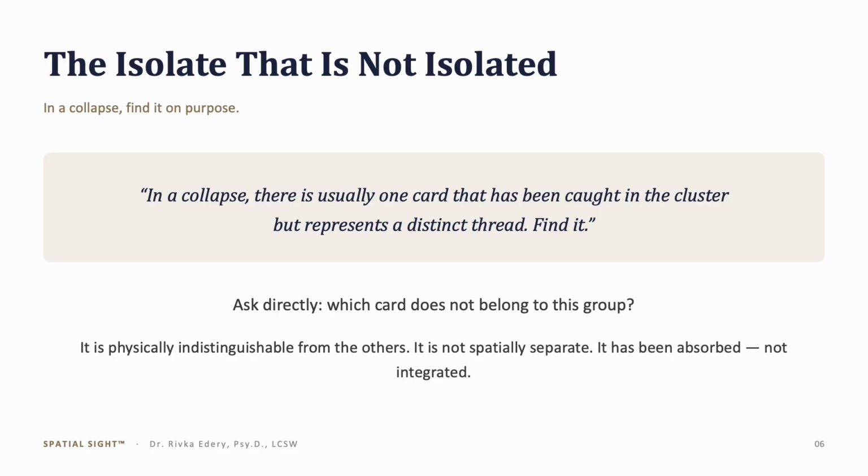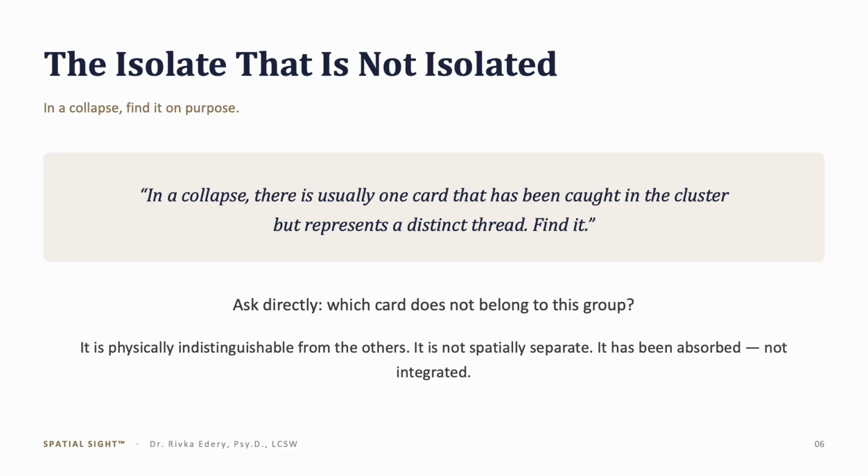A card that is physically indistinguishable from the others, same pile, same position, no spatial separation whatsoever, but that is not truly part of what the group is doing. It has been absorbed, not integrated. The collapse swallowed it. And this is exactly consistent with everything else about the collapse, which is why I trust it. Remember what a collapse is, a breakdown of distinctions, everything modifying everything.